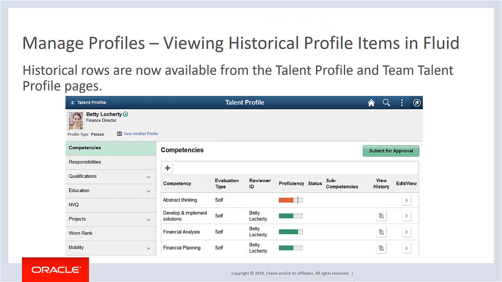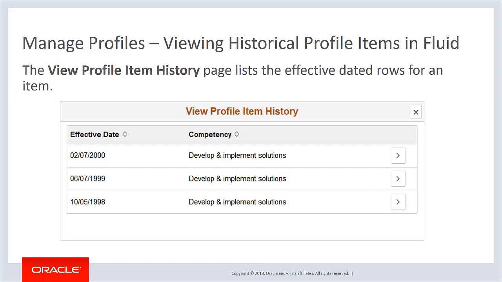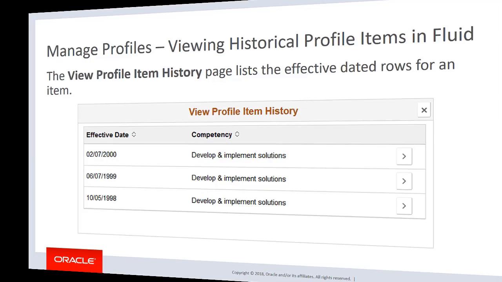In HCM Image 28, you can view historical profile rows from the Talent Profile and Team Talent Profile Fluid pages. When historical rows exist for a content item, the page will display the View History button. Click the button to access the View Profile Item History page, which lists the effective dated rows for this item. Then select individual rows to view details for that effective date. This completes our discussion of the Manage Profiles, Viewing Historical Profile Items in Fluid feature.